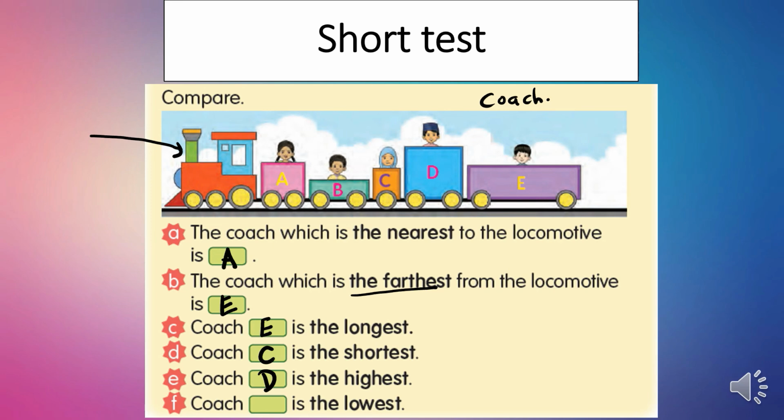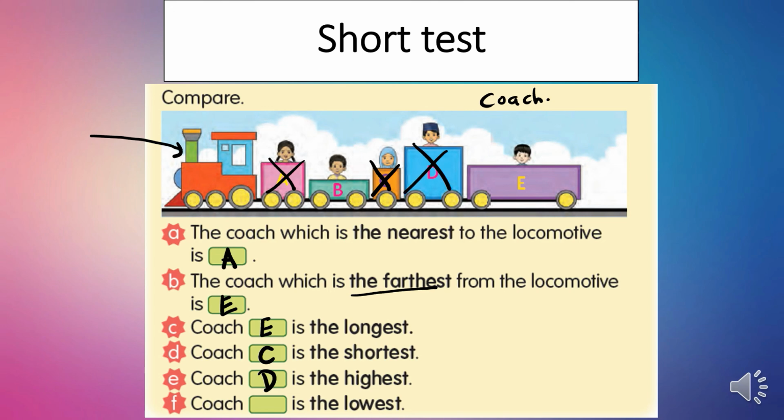Okay, our last question. Which of the coach is the lowest? Is it coach A or B or C, D or E? Okay, now let's eliminate the highest coach first. A, C, D. This one is much higher.